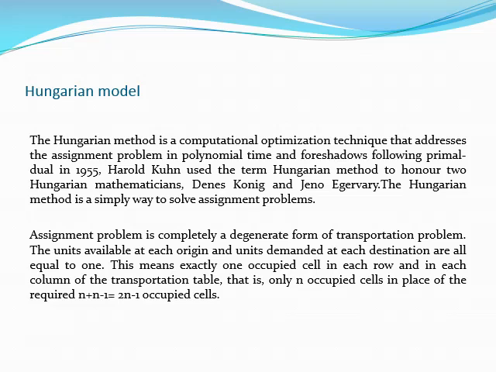The units available at each origin and the units demanded at each destination are all equal to 1. This means exactly one occupied cell in each row and each column of the transportation problem. That is only n occupied cells in place of the required n plus n minus 1, equal to n minus 1. It's known as occupied cell.